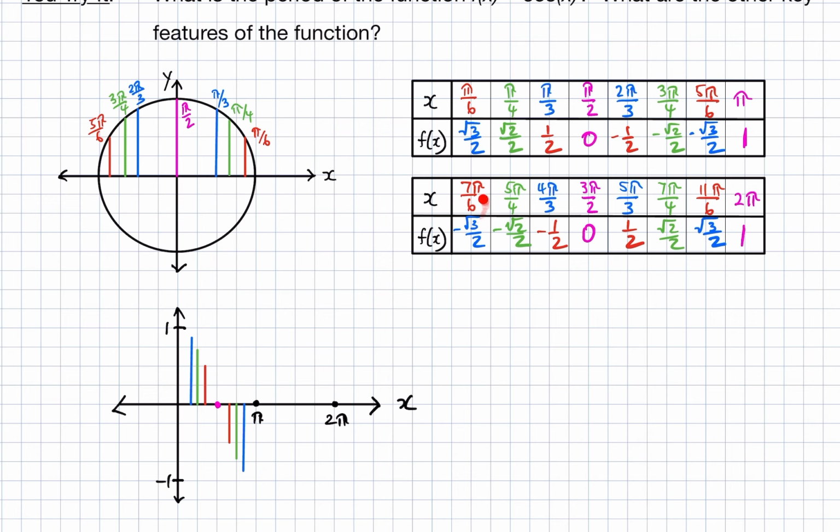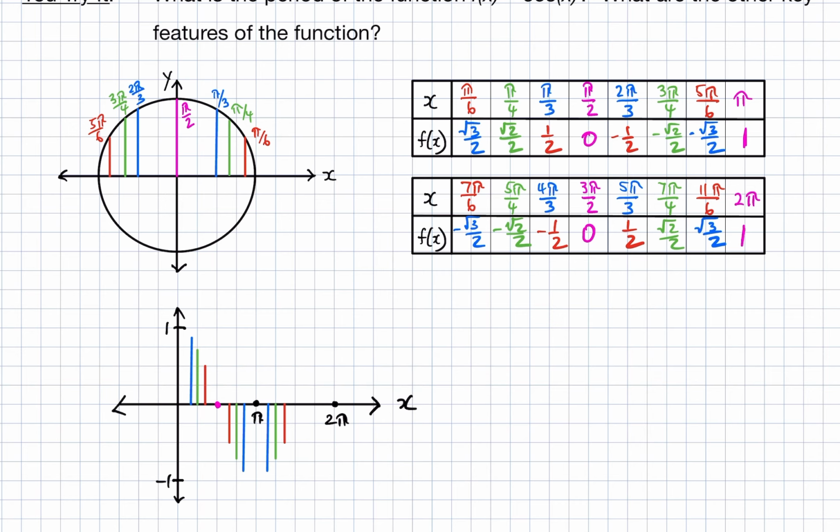Cosine of 7 pi over 6 is going to be negative square root of 3 over 2. Okay, so we're going to take this blue one, put that about there. Okay, and then cosine of 5 pi over 4 is negative square root of 2 over 2. So we're going to take one of the green ones, plot that right there, and then cosine of 4 pi over 3 is negative 1/2. So we're going to take a red one of these, right there.